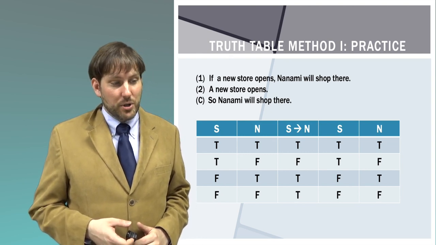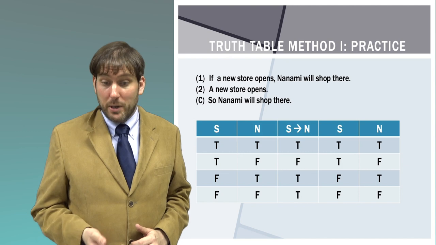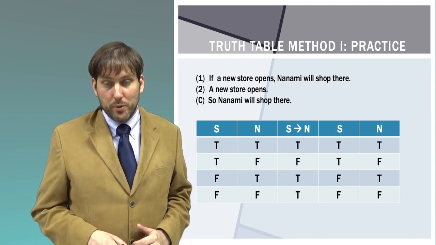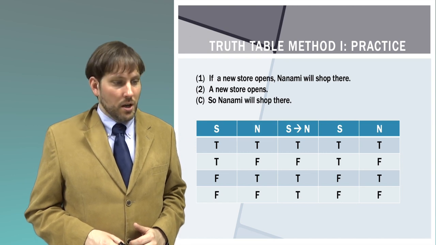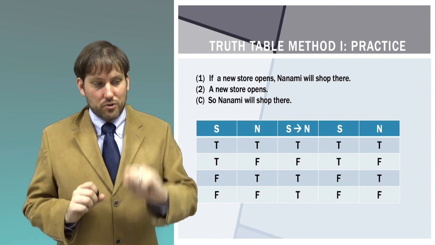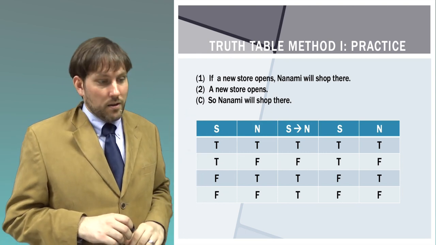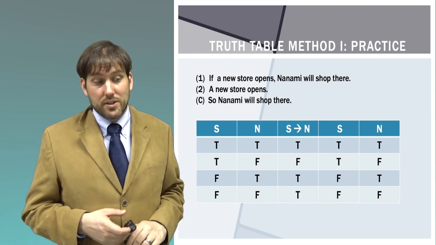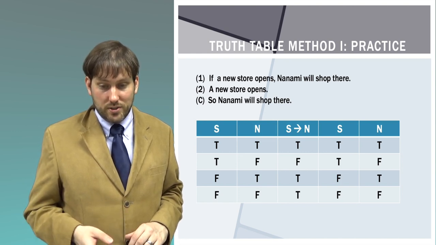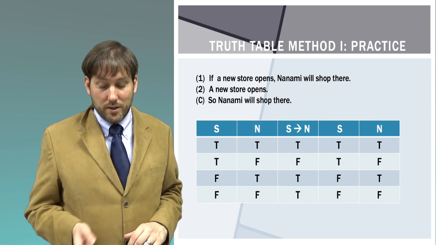Now we just need to fill out the conditional with the S by looking at the conditional chart. A conditional is true when both parts are true, so the first one is T. A conditional is false when the right-hand side is false but the left-hand side is true, so T, F. The conditional is true in the cases where both parts of it are false, or where the left-hand side is false and the right-hand side is true.